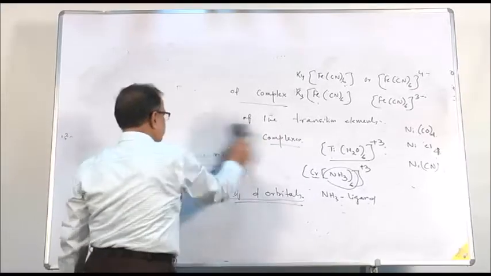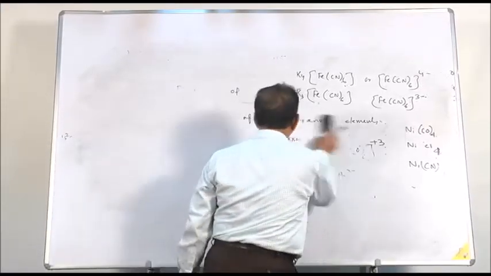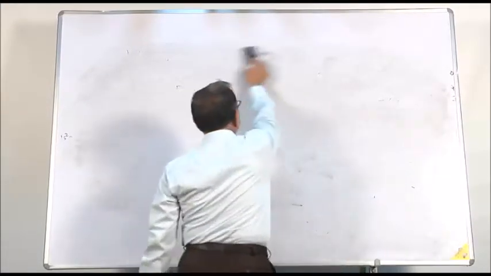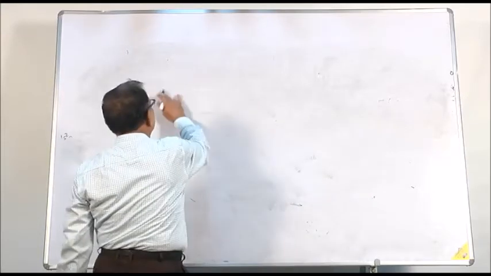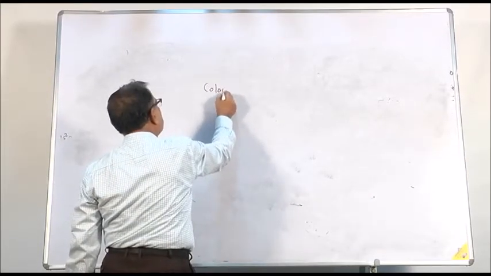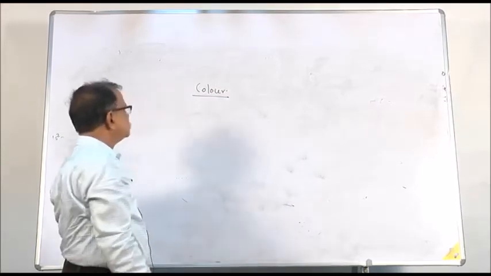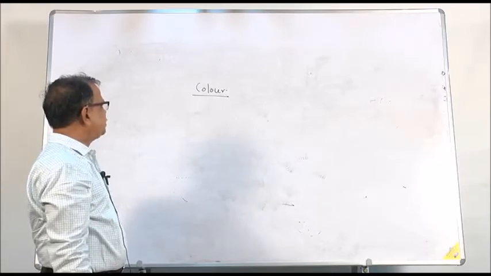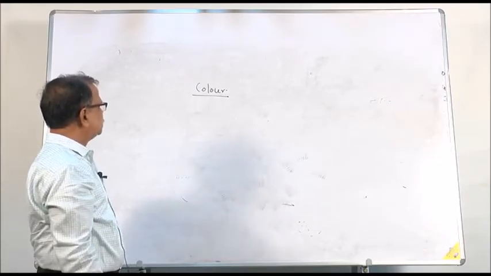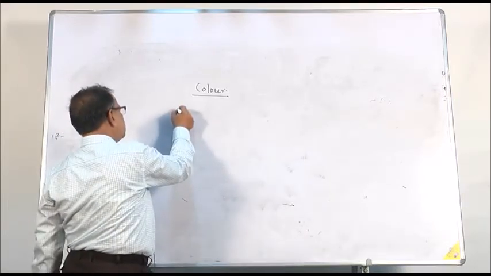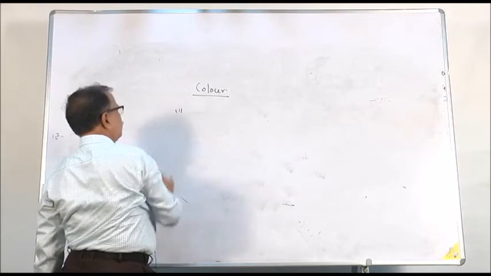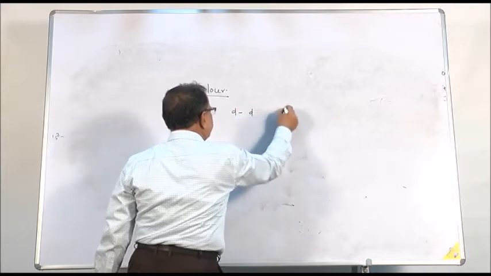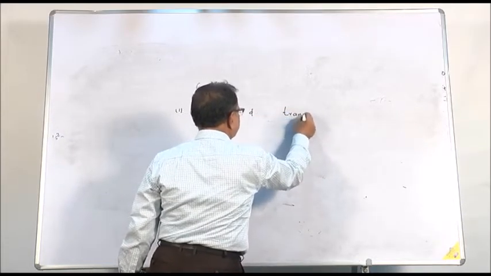Why are most of the transition element compounds colored? Explain. They are colored due to d-d transition. That is the most important point. What is d-d transition? I will discuss d-d transition.